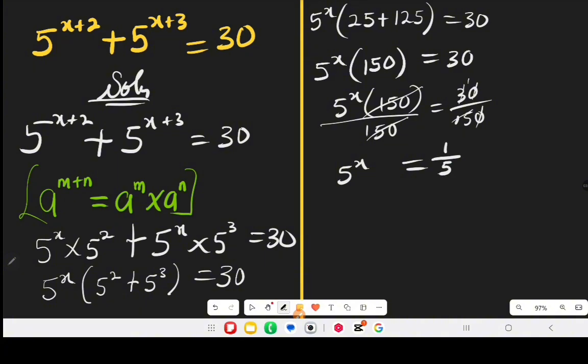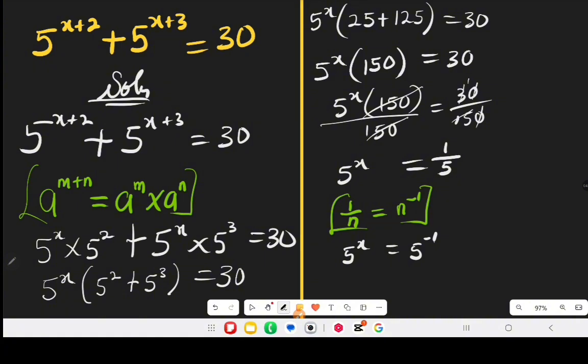Now we still have a law of indices where we can change a fraction to a power. If we have 1 over n, for example, it is equal to n raised to the power of minus 1. We apply this to the expression above. We have 5 raised to the power of x is equal to 5 raised to the power of minus 1.